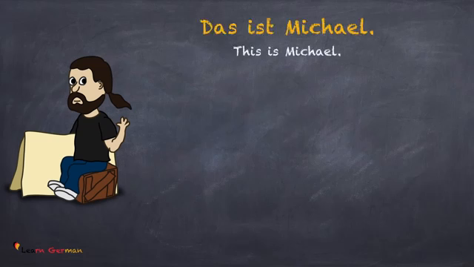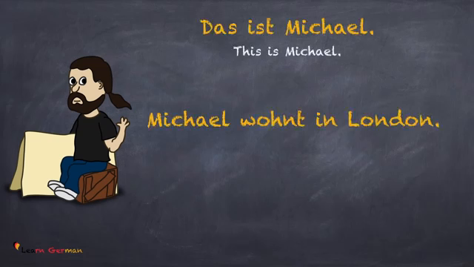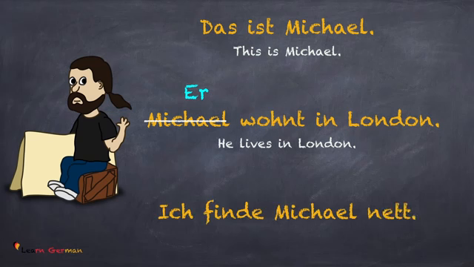Let's look at an example. Das ist Michael. Michael wohnt in London. To avoid the repetition of the name Michael or of the person, we use a personal pronoun. You will say, er wohnt in London. Similarly, in the next sentence, you can say, Ich finde Michael nett or Ich finde ihn nett. Ihn is the accusative Personalpronomen for er.